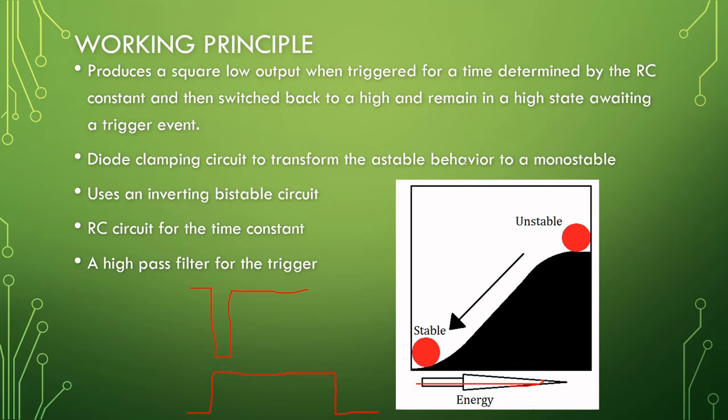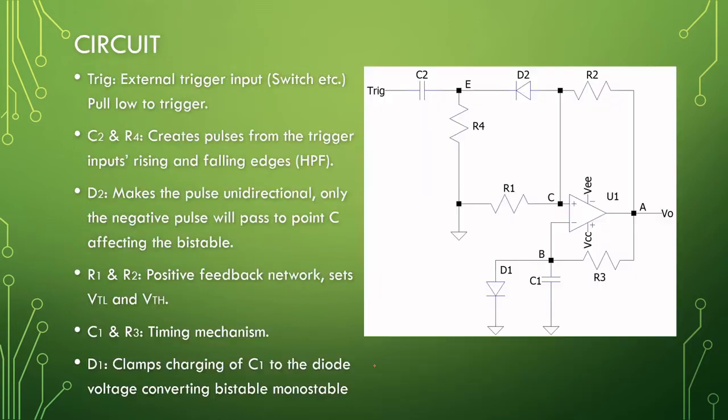It uses a diode clamping circuit on an astable multivibrator, basically turning it into a monostable, eliminating one of the unstable states, or one of the stability states, sorry. And the RC circuit of the astable becomes the time constant now. For the triggering circuit, we will be using a bit of a high pass filter setup. So let's have a look at the circuit.